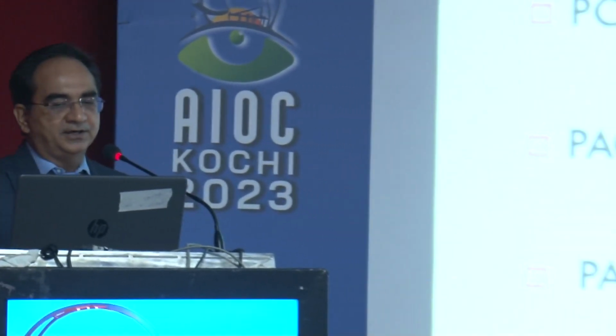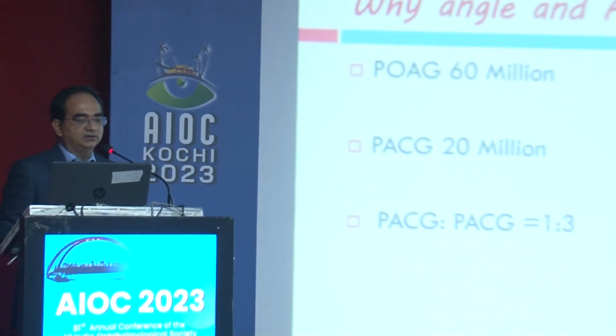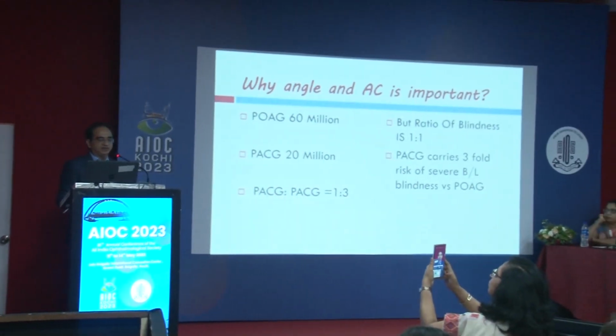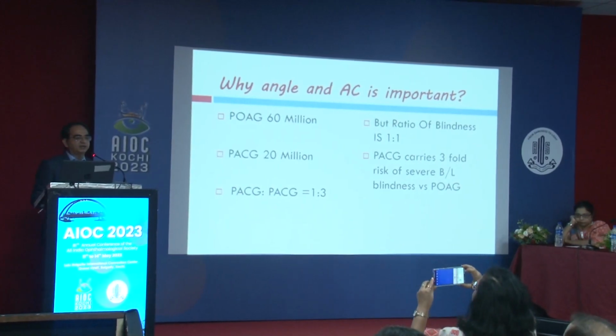Because although the population of open angle glaucoma is much more than angle closure glaucoma, the ratio of blindness is 1:1. Primary angle closure glaucoma carries a threefold risk of severe blindness compared to open angle glaucoma.